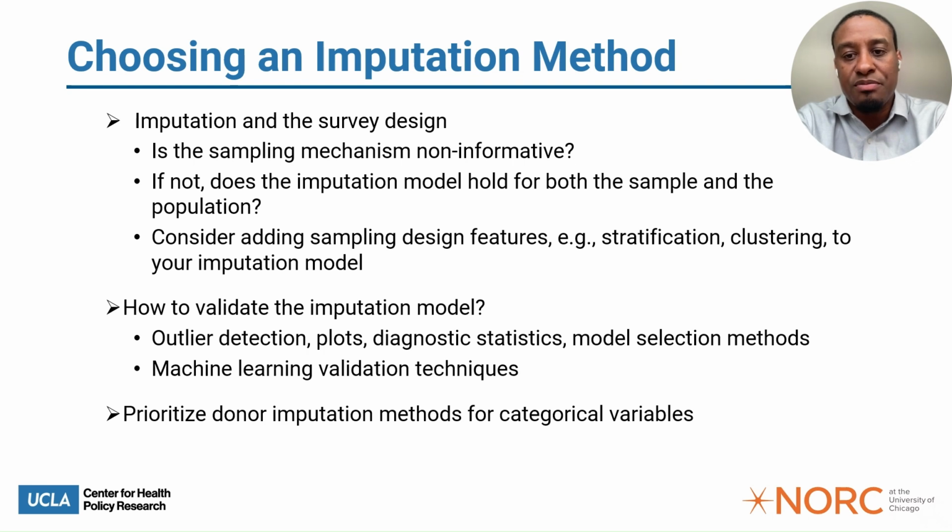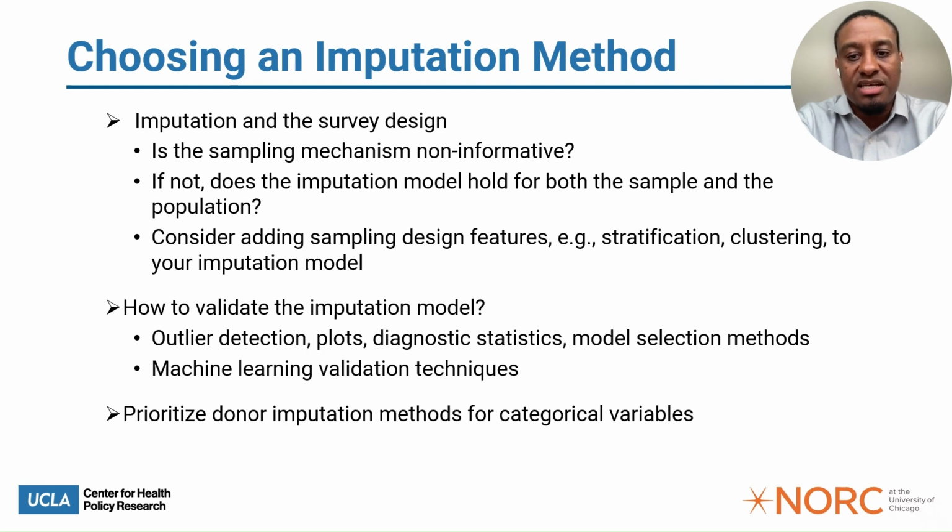How do we know if the imputation model is reliable? We can use common tools such as outlier detection and residual plots. We can use diagnostic statistics. We can do cross-validation or use information criteria for model selection. For machine learning models, we use techniques such as training versus testing sets, k-fold CV, or permutation importance.